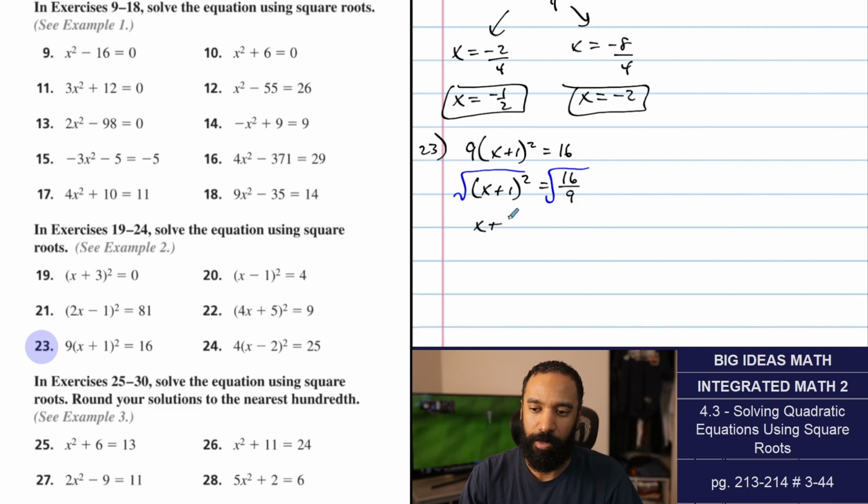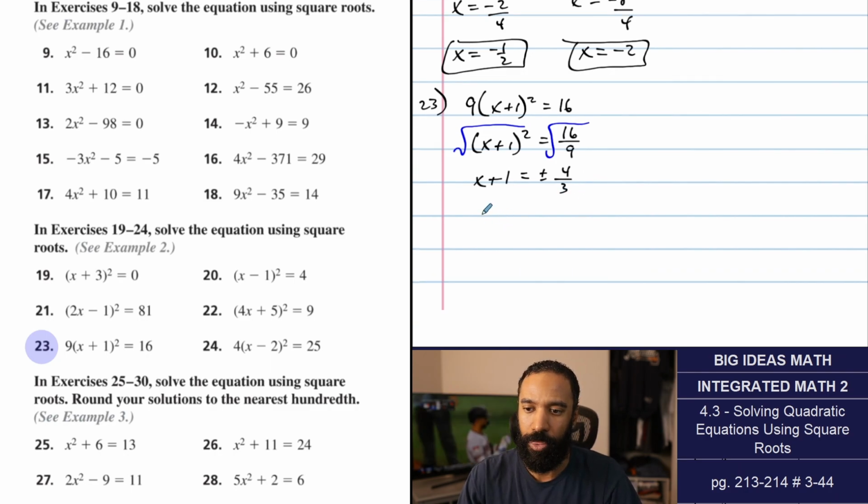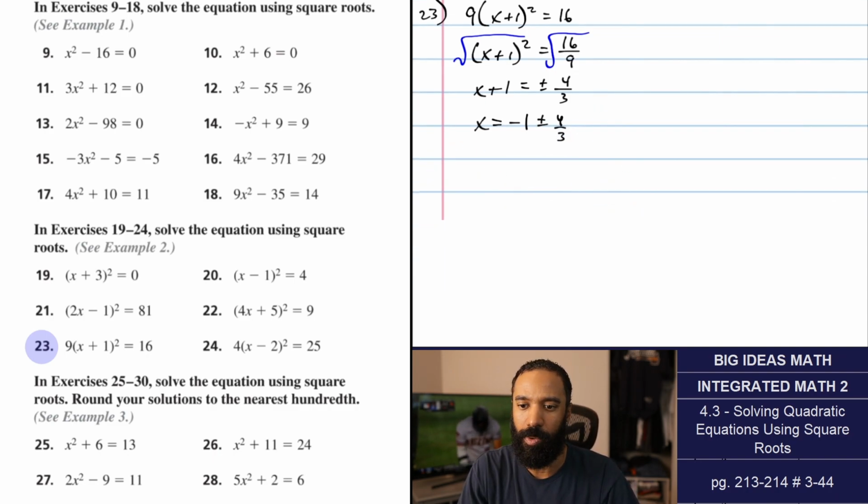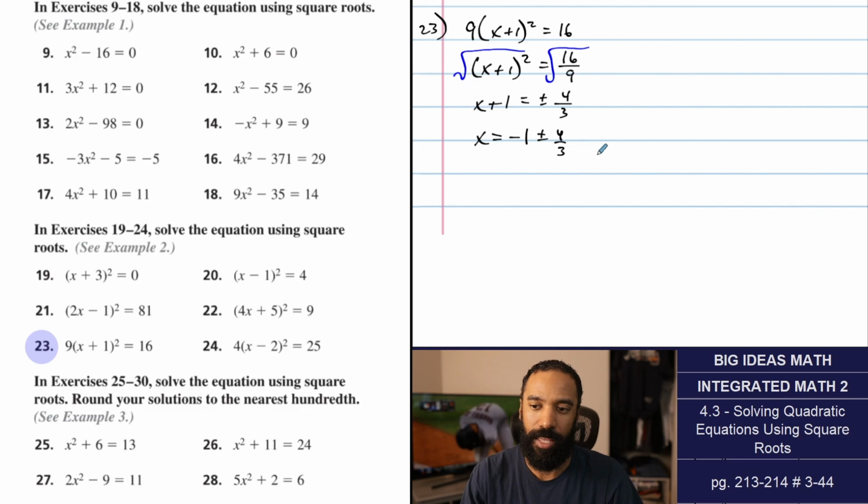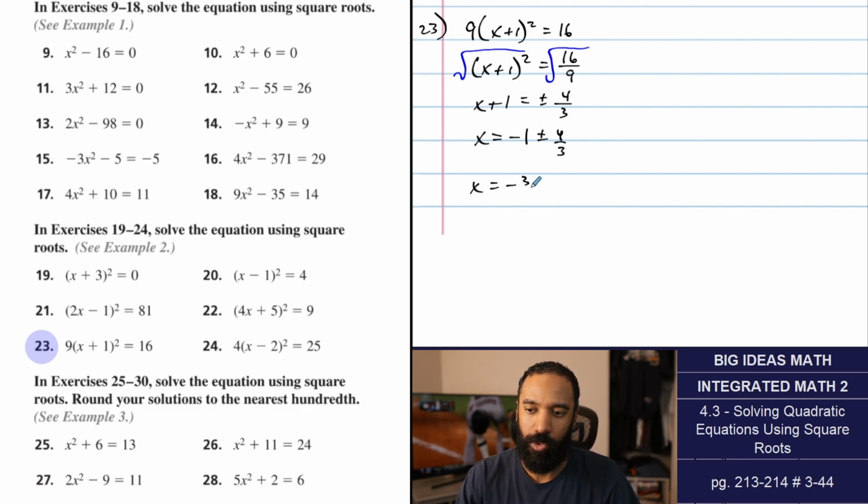Now we just have x plus 1 that remains. Square root of 16 is 4. Square root of 9 is 3. So plus or minus 4/3. Here we'll get negative 1 plus or minus 4/3. And yes, there is a time and place where we want to find a common denominator, and this will be among it. So negative 1 is also written as negative 3 over 3.